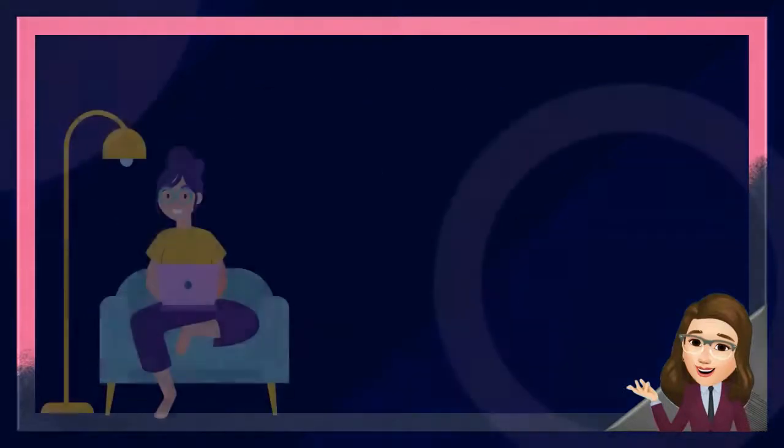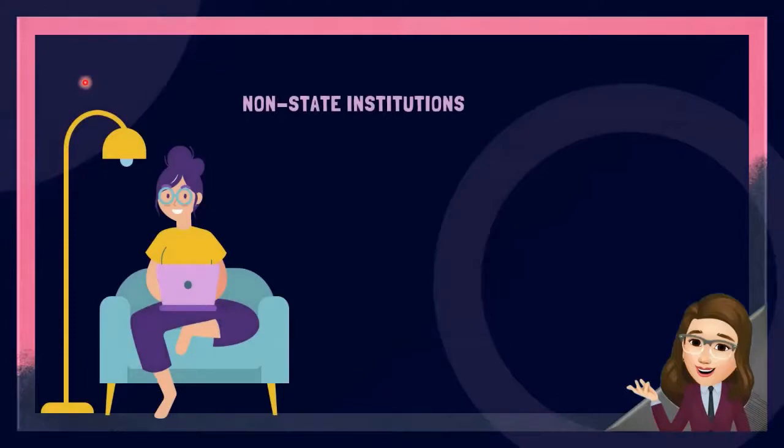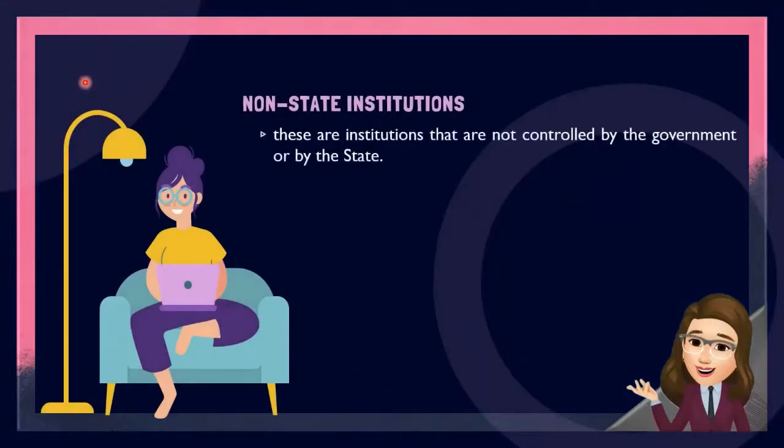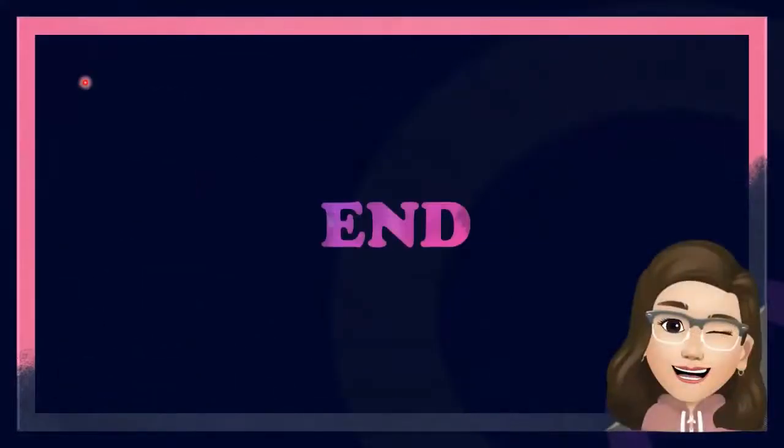We are down to our last slide, the non-state institutions. These are institutions that are not controlled by the government or by the state. Examples are banks, corporations, private institutions such as private school, private hospitals. And that ends our lesson B6.